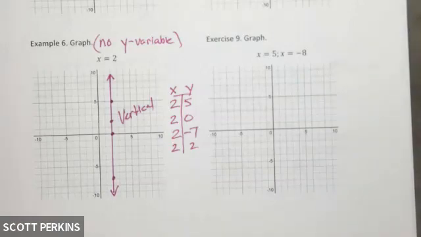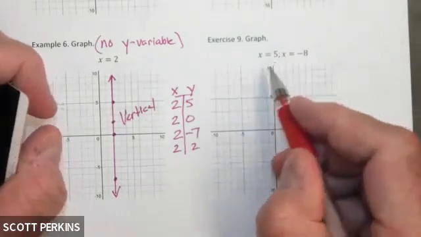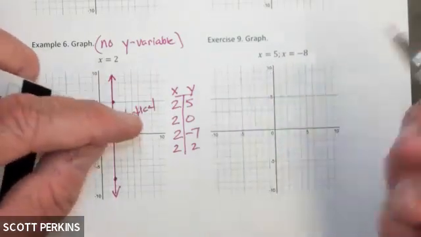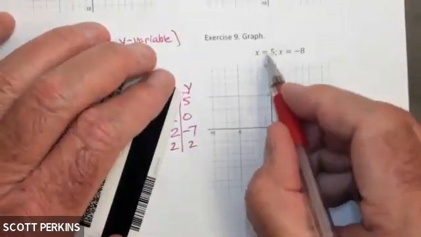Do exercise 9. Please graph both of those lines on the Cartesian plane for me. So again, the thought process that I'm hoping you will adopt is you'll see these equations and you'll say, oh, there's no y variable. That's a vertical line. Okay, so the first one is a vertical line at the x value 5.